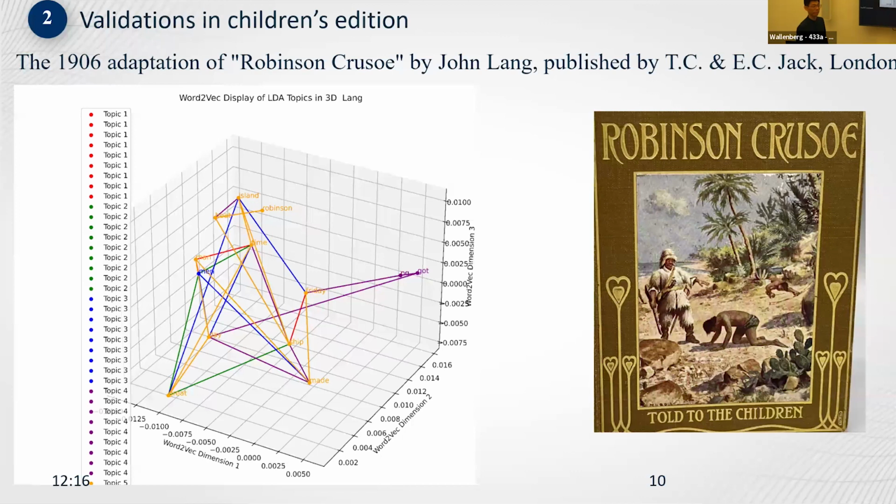find out the difference. So this is a children's edition adapted by John Liang, published by Jack London in 1906. And this is the word cloud. And you will see that the word thought has disappeared. I did it 5 times without assigning the seed, that is, to try to avoid the random results in LDA analysis. So that's the first one, and I also tried another children's edition.